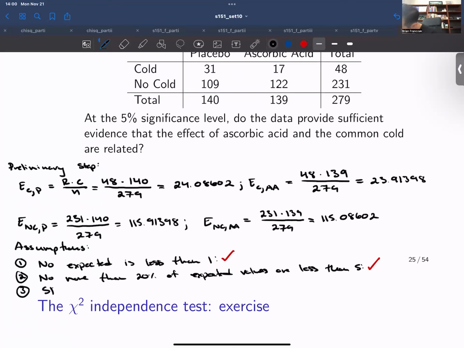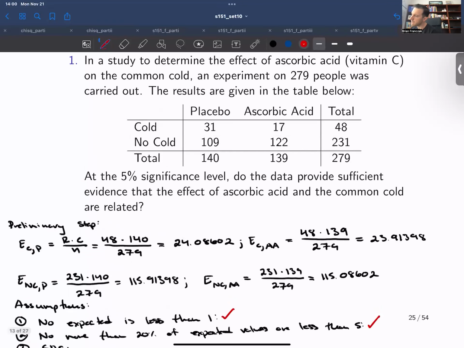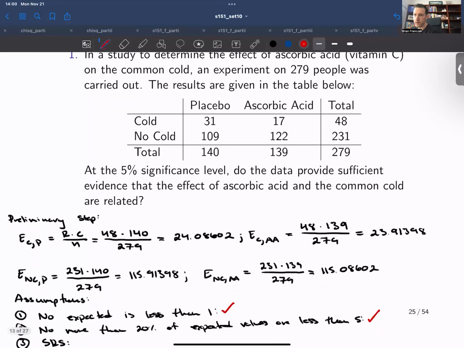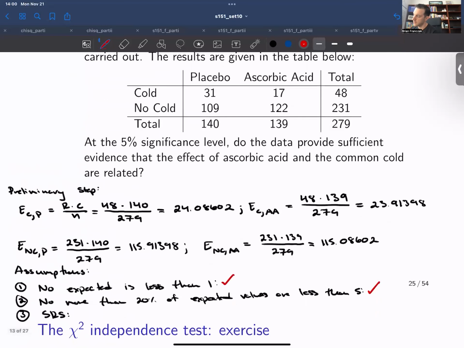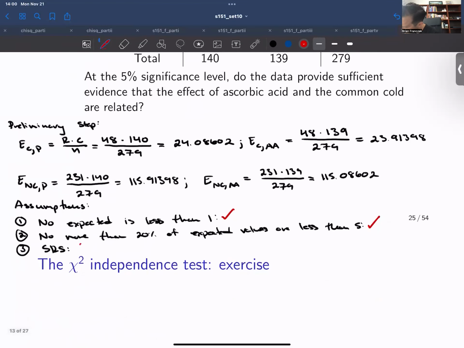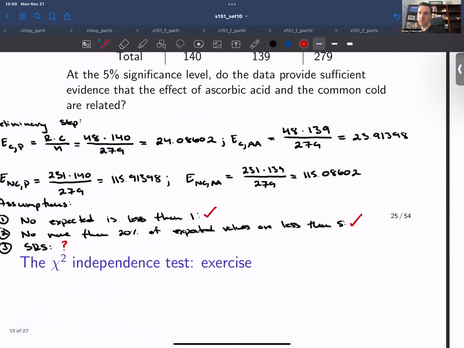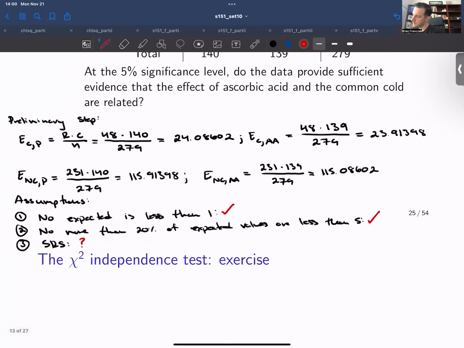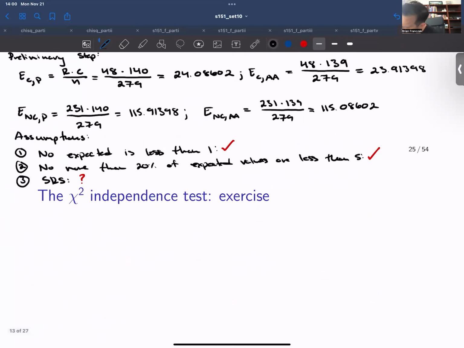And then the last assumption is our classic SRS assumption. There isn't any information in the question that says directly that we have collected a random sample, so we can't really check this off. This is unknown. So we'll have to make a note of this in our conclusion. All right, so now we can start the hypothesis test.